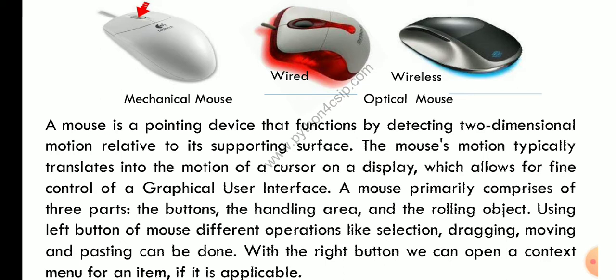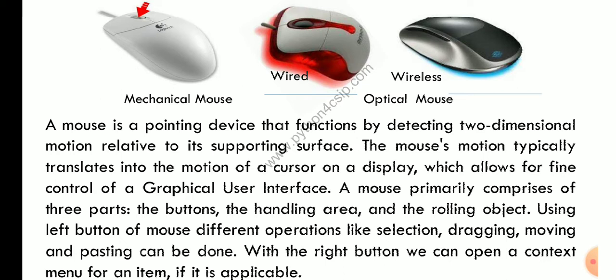So mouse is a pointing device which can be classified into two types. One is mechanical mouse, another is optical mouse. In case of optical mouse, we have two more classifications, wired and wireless. And in a graphical user interface, we can find a cursor on our screen to move something or to launch something with the help of our mouse.